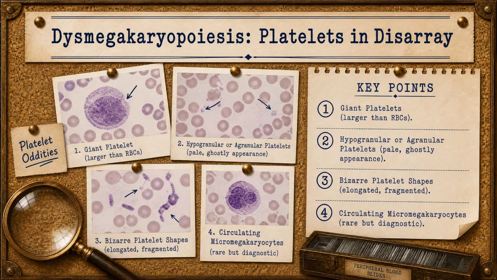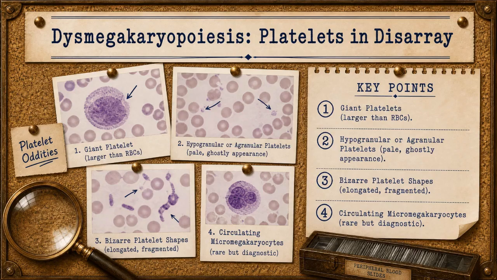When you're examining the peripheral blood smear, there are several key features that point to dysmegakaryopoiesis. First, look for giant platelets. These are platelets that are abnormally large, sometimes even larger than red blood cells. They are a direct result of abnormal megakaryocyte maturation in the bone marrow, where the megakaryocytes might undergo abnormal fragmentation or incomplete maturation.